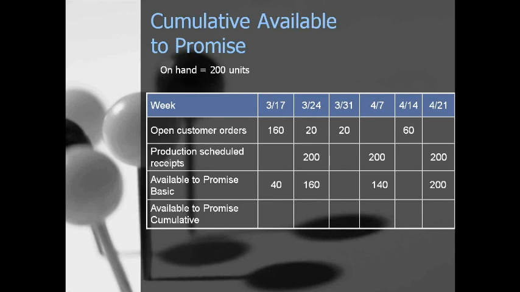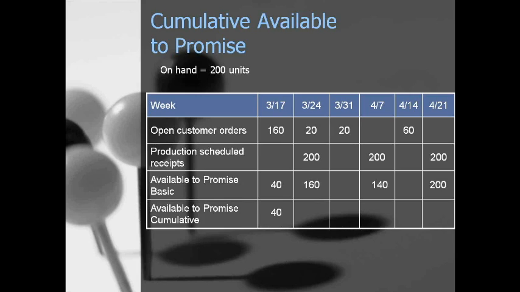We have 200 pieces on hand. We have open customer orders, as we've seen by time period. We've got production scheduled receipts. I've thrown in the basic available to promise calculation here just for clarification so that it would be easier to see how the math works here. Now, the available to promise for the first period, the week of 3/17, the current week, is still 40 pieces in the cumulative available to promise calculation.